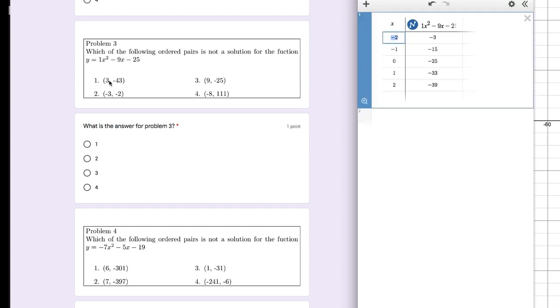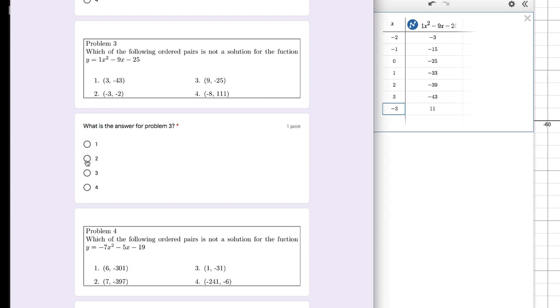So when x equals 3, they say y should be negative 43. So I'm going to put 3 in, and that's true, negative 43. And then it says for negative 3, it should be negative 2. So let's try negative 3. Oh, when it's negative 3, it's supposed to be 11. So number 2 is incorrect. So we would mark that here.